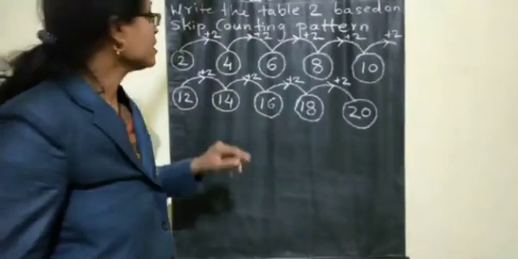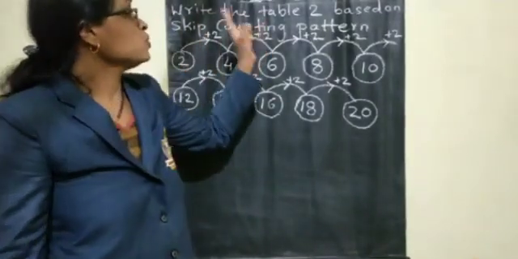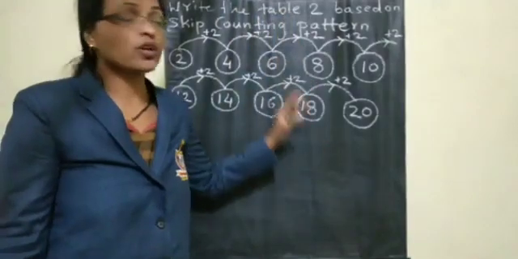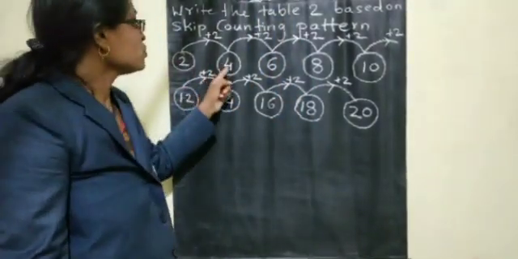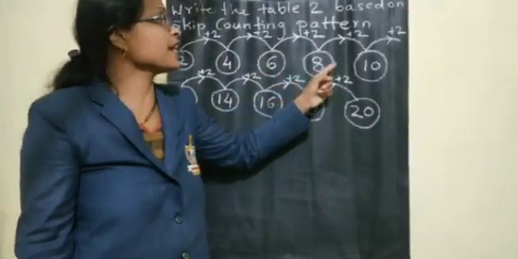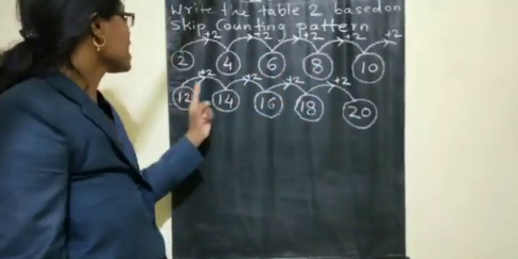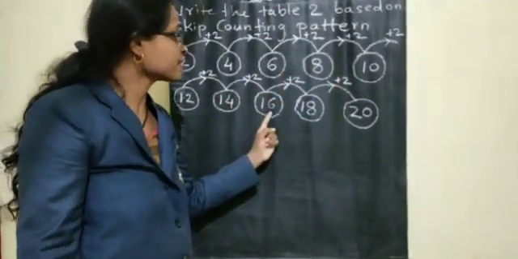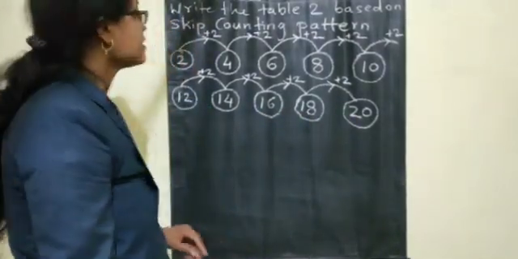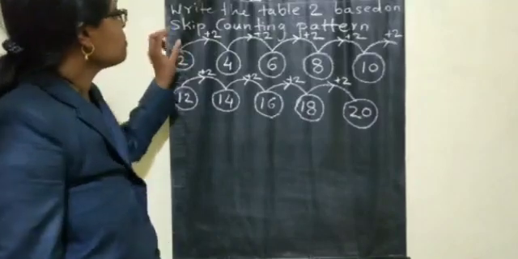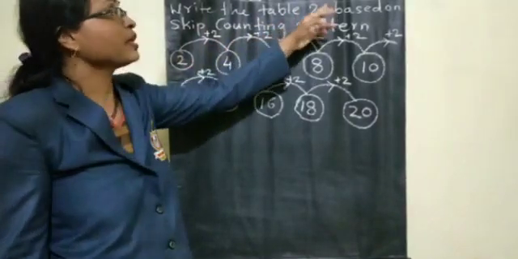Now if you see here, they told us to write the table of 2 with the help of the skip pattern. 2 1s are 2, 2 2s are 4, 2 3s are 6, 2 4s are 8, 2 5s are 10, 2 6s are 12, 2 7s are 14, 2 8s are 16, 2 9s are 18, 2 10s are 20. Okay children.